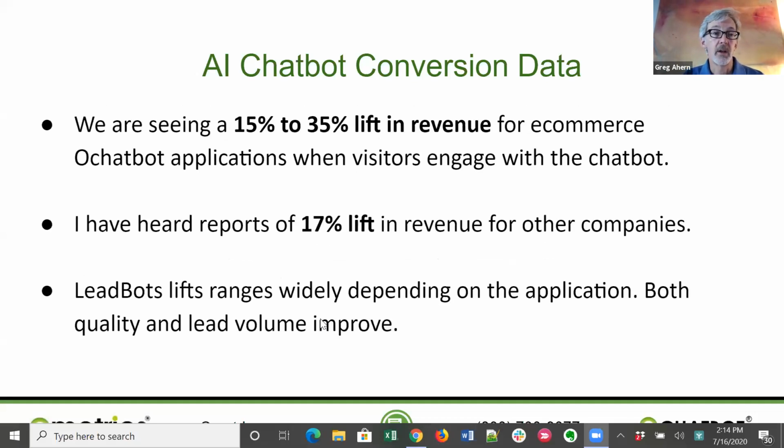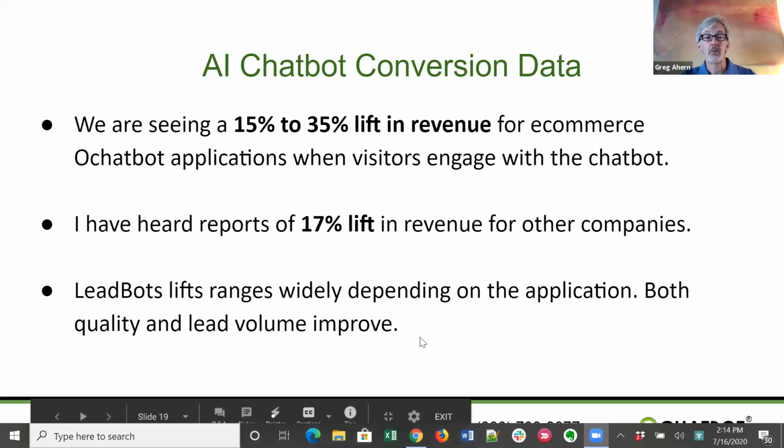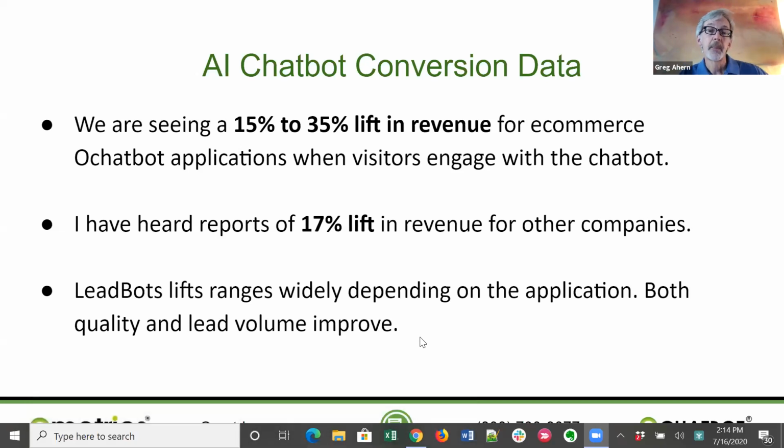For a chatbot, we're seeing a 15 to 35% lift in revenue for e-commerce chatbot applications when the visitor engages with the chatbot. I've heard other competitors saying they had a 17% lift in revenues. This is not an anomaly, it's happening everywhere. And the lead bot's lift ranges widely depending on the application, but both the quality and the volume do improve.